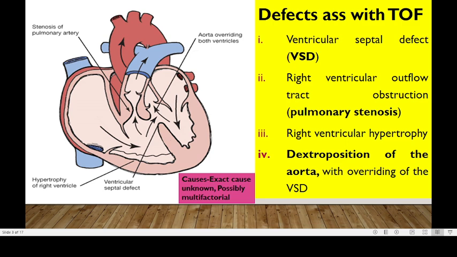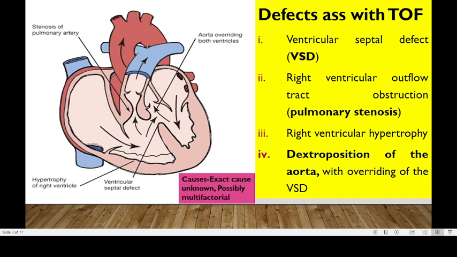Okay, then number two, now we have this overriding aorta, all right? Remember, we have this ventricular septal defect here. Now we have this overriding aorta here. So what does this overriding aorta entail? We know that the aorta is the body's main artery, so it will be shifted to the right and positioned directly above the ventricular septal defect. So this will cause the aorta to receive blood from both ventricles, right and left, and this will lead to mixing of oxygenated and deoxygenated blood being pumped to the body.